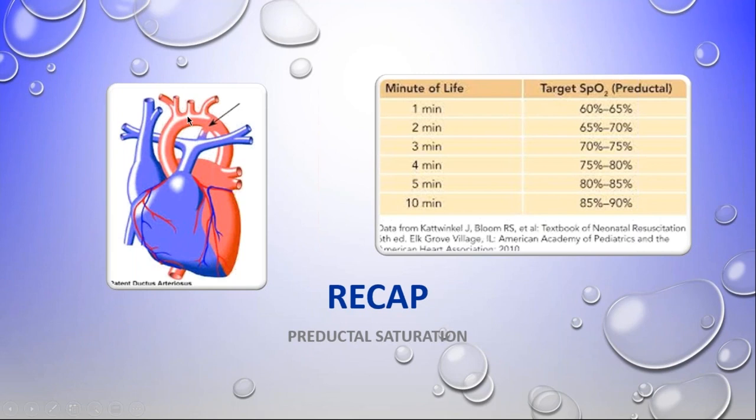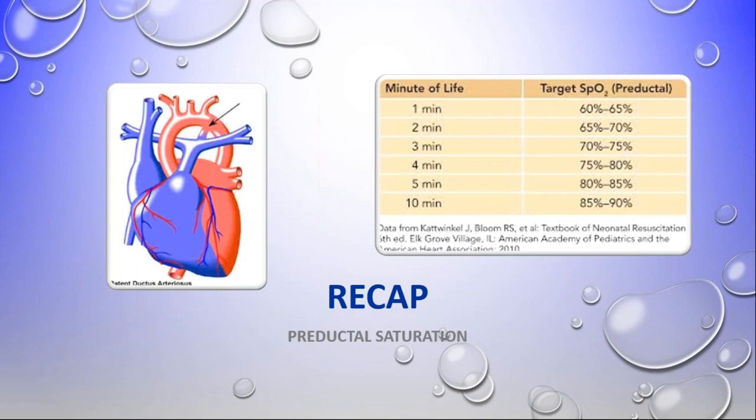And that's why we go preductally, because obviously these go to the brain as well, which will give us a very good reading of what's happening to the brain. The other important thing to remember is that at 1 minute, the target is 60 to 65. At 2 minutes, 65 to 70. And so it progressively gets higher. It is about being calm and being concise and being gentle in your resuscitation.